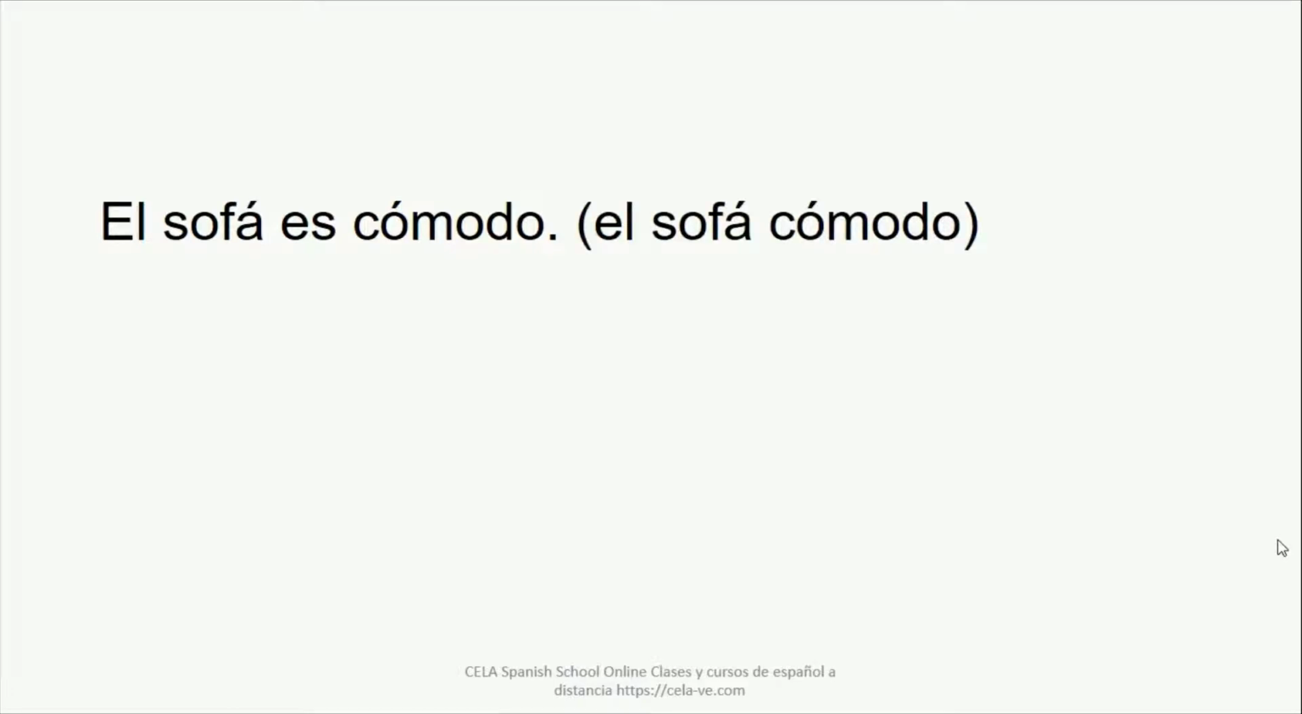We do not necessarily need a verb. El sofá cómodo also forms a unit, the comfortable sofa. El sofá is an exception because the word ends in a but is not feminine but masculine. El sofá. As we know, words ending in a are mostly feminine. Words ending in o are mostly masculine. And words ending in other letters have no rule.